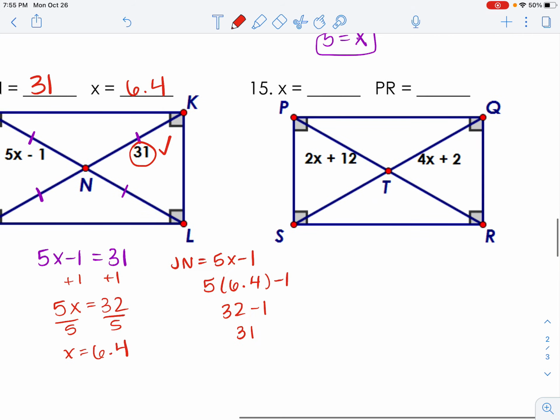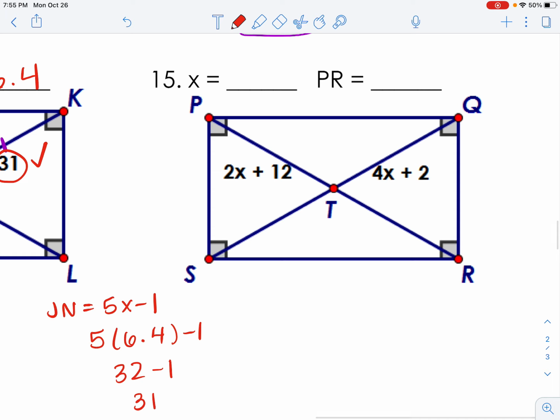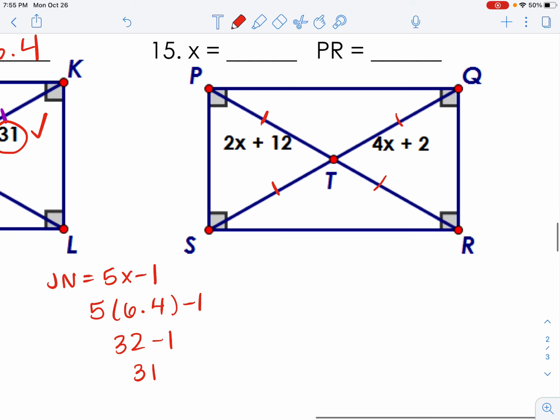All right, let's look at number 15. So in 15, we know all these pieces are congruent. So if I have some information about PT and TQ, I can use those to solve for x. So we know that PT should equal QT. I'm going to plug in what I know. PT is 2x plus 12, and QT is 4x plus 2.